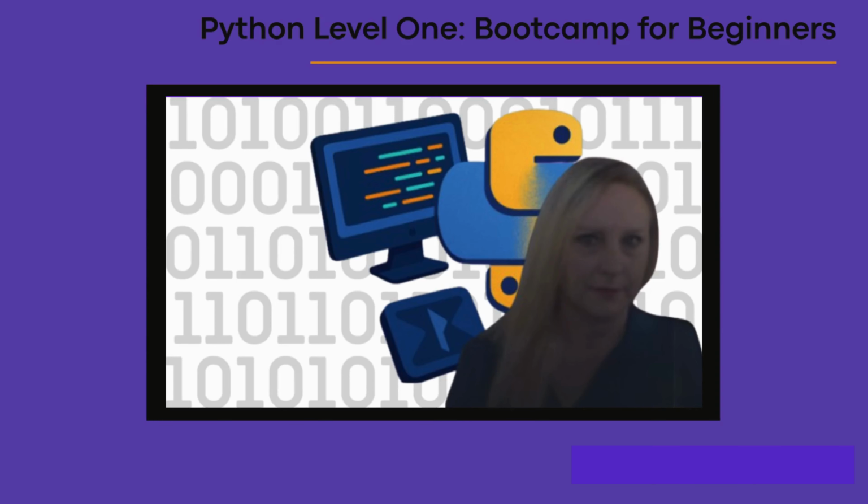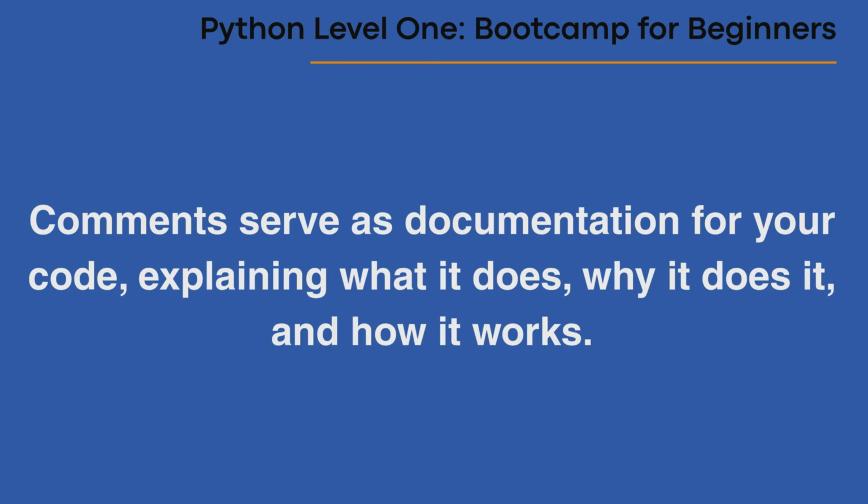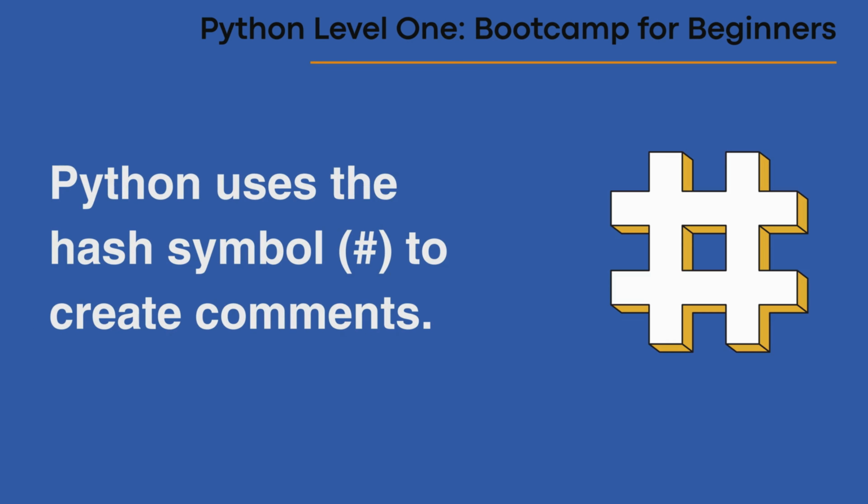In this lesson, we're going to build the dog age converter as we focus on comments in Python. Comments are one of the many important aspects of writing clean, maintainable code. They serve as documentation for your code, explaining what it does, why it does it, and how it works. Good comments make your code readable, not just for others, but also for yourself when you return to it weeks or months later. Python uses the hash symbol to create comments.